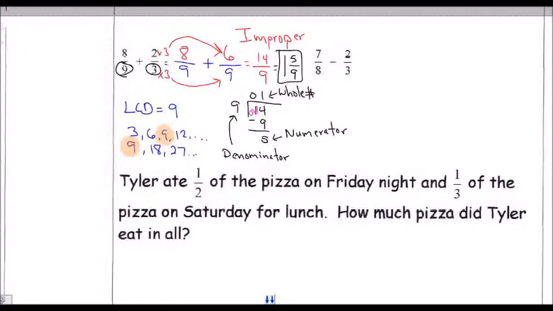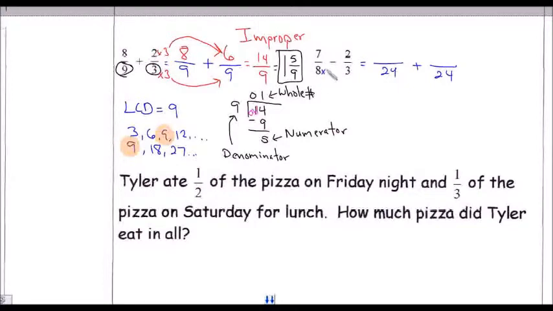Now this is a subtraction problem, and that's not going to be hard. It's going to be the same steps, except that we're going to have to subtract. So here my common denominator is going to be 24. So I'm going to go ahead and rewrite my fractions with a common denominator. My LCD is going to be a 24.